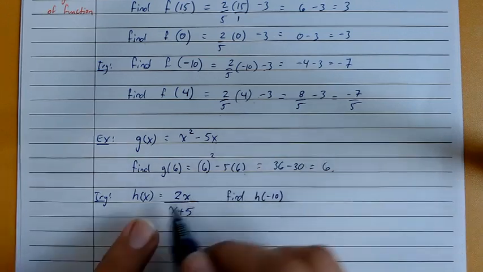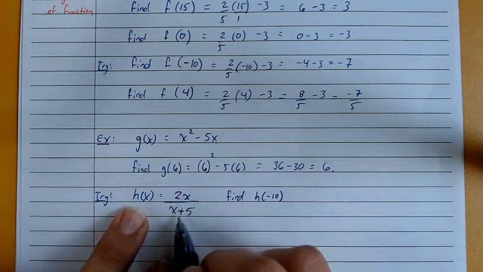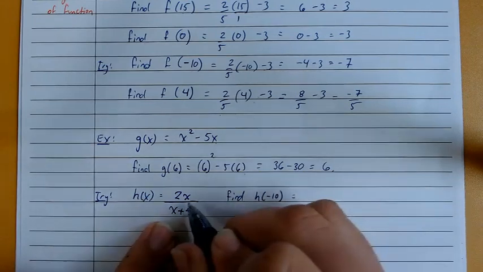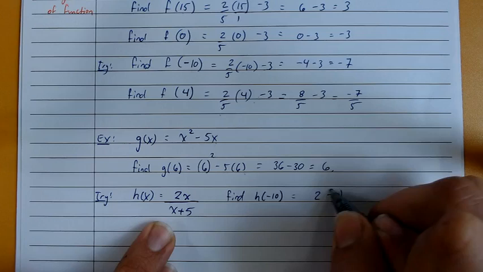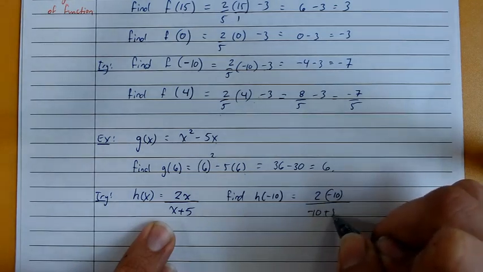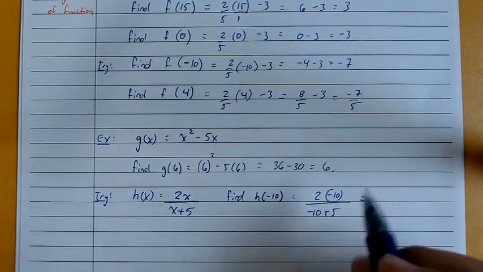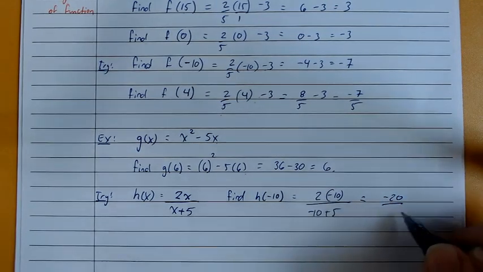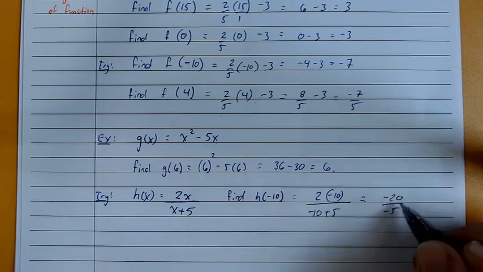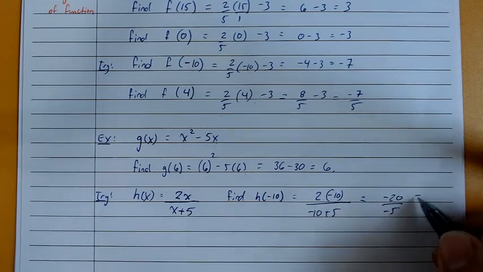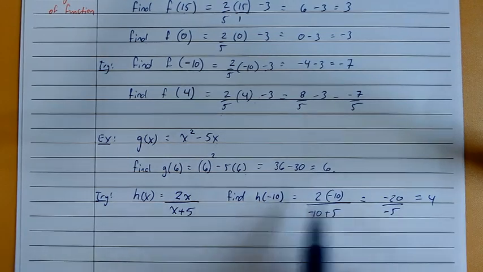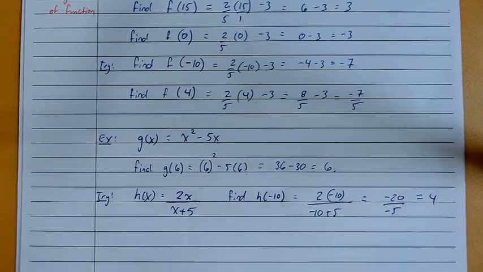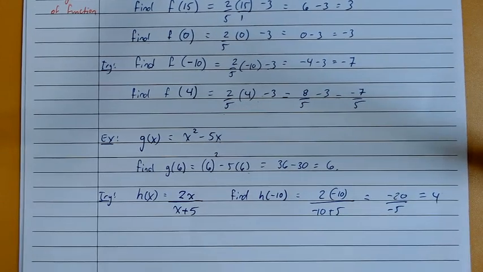All right, so here, this x represents these x's. So if that x gets replaced by a negative 10, then these x's get replaced by a negative 10. Just like that. And now we simplify. Negative 10 times 2 is negative 20. Negative 10 plus 5, that's a negative 5. And then negative 20 divided by negative 5, that's a positive 4. So h of negative 10 must be 4. All right, so that is h of negative 10.